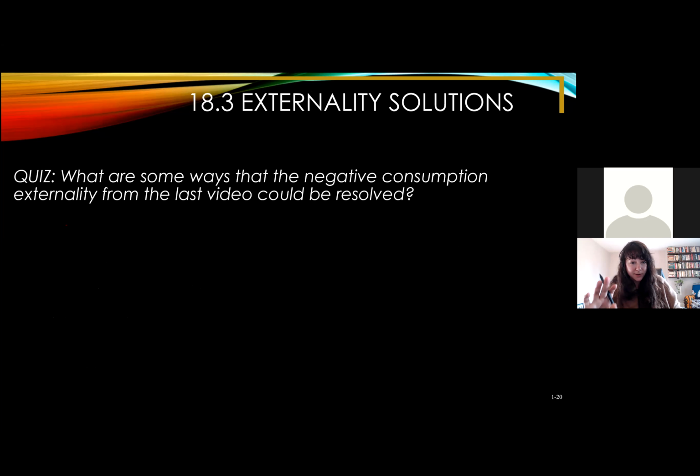Before we get started, I want you to think, what are some ways to fix a negative consumption externality? Remember that the quantity of gas I use in the market was more than the quantity of gas that was socially optimal. How can we fix that? How can we make consumers use less gasoline? So try and brainstorm like 2 or 3 ways we can do that.